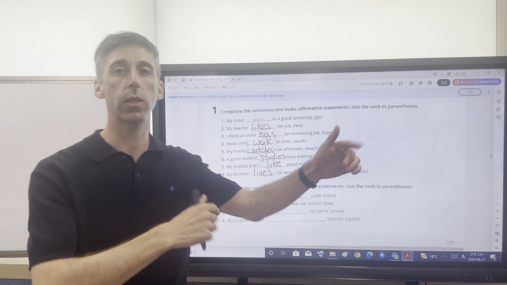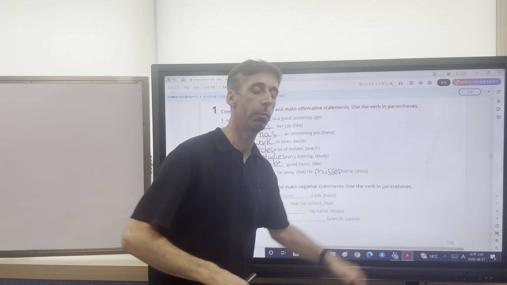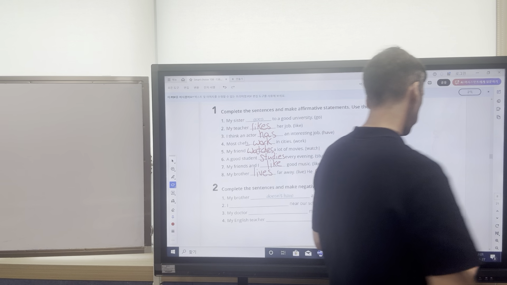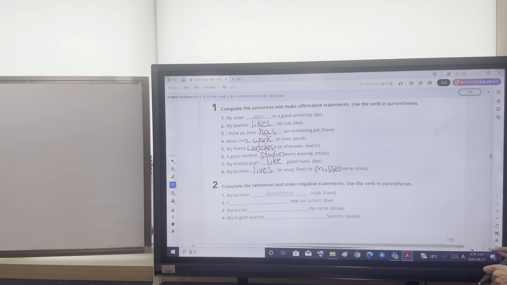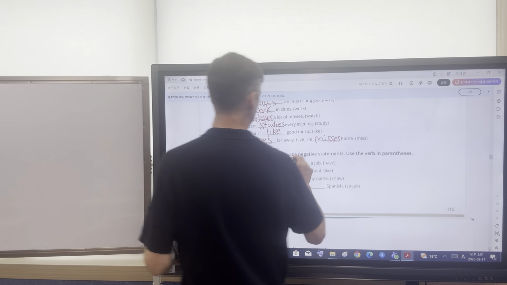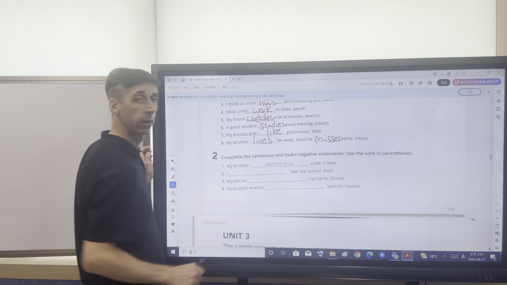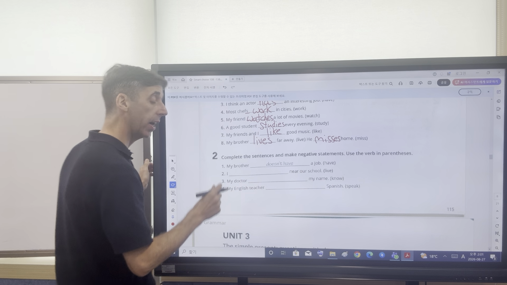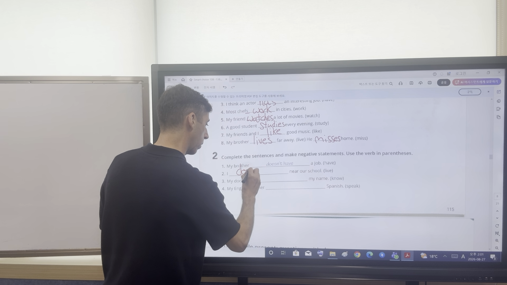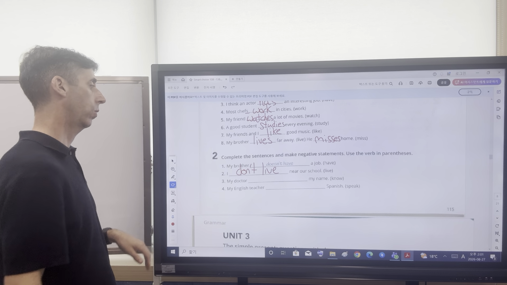So affirmative, positive, negative is the opposite. So we'd say negative statements, use the verb in parentheses. My brother doesn't have a job. Okay, so the verb is have. My brother doesn't have a job near our school. I live. Now, the negative statement, I don't live. I don't live near our school. Okay?